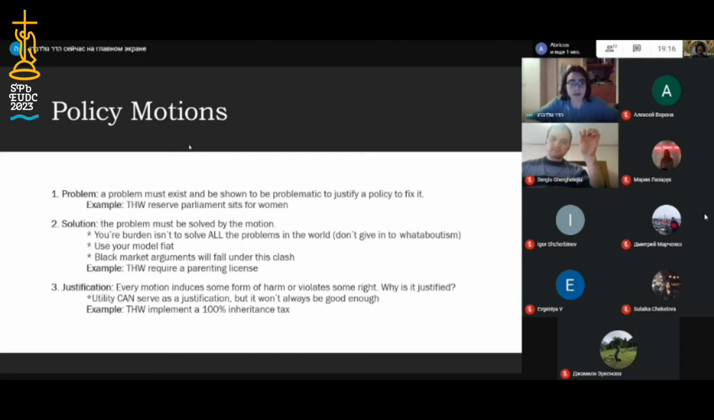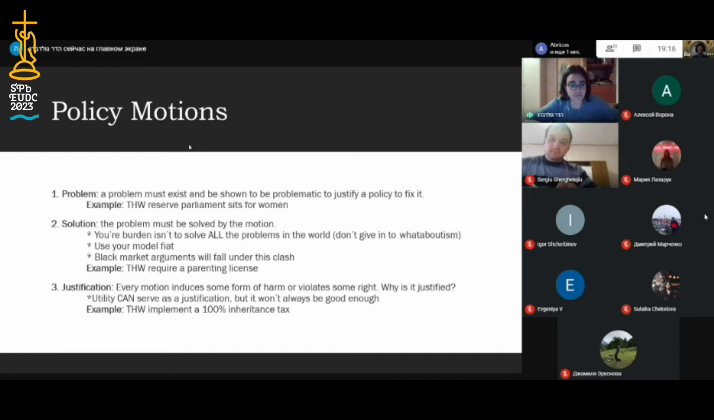Second burden, to prove that the motion solves the problem. If it doesn't, then it's kind of redundant. A few notes on that. Firstly, and it's important, your burden isn't to solve all the problems in the world.